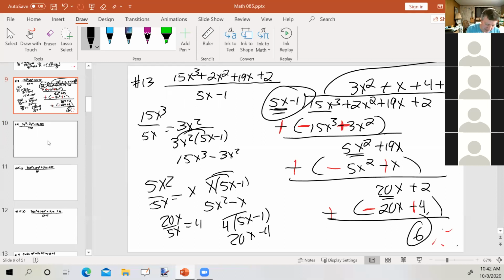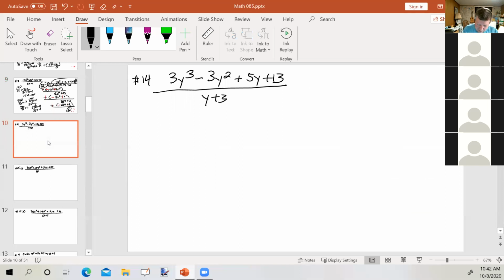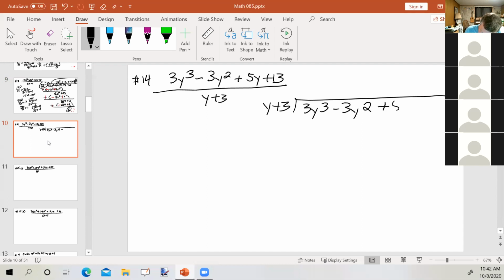Woohoo! Okay. Here we go. Another one. And I think that's different. We have a polynomial divided by a polynomial. Both are in standard form. So here we go. Y plus 3, and on the inside, 3y cubed minus 3y squared plus 5y plus 13.